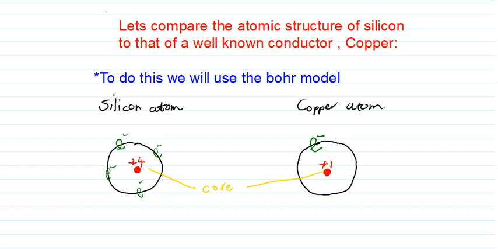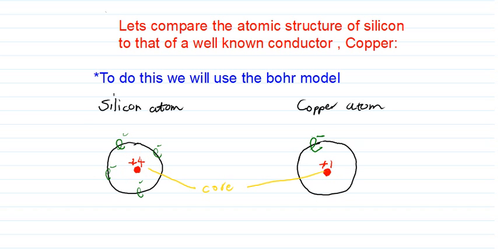And looking at silicon now, you know that unlike charges attract each other, and the same goes for the silicon atom. But in copper, the positive charge is not very strong compared to that of silicon. That of silicon is very strong. So the valence electrons of silicon are more strongly attracted to the whole atom than those of copper.